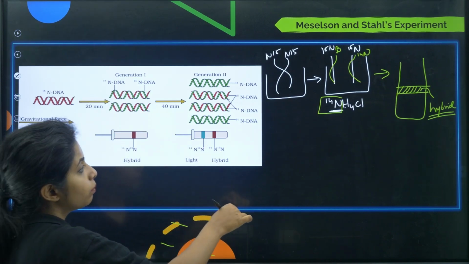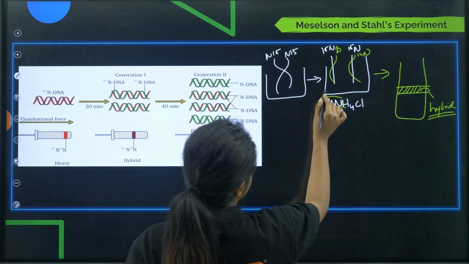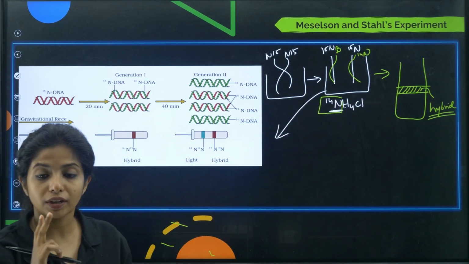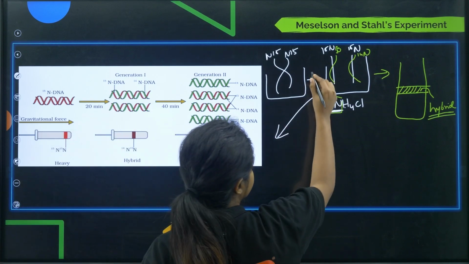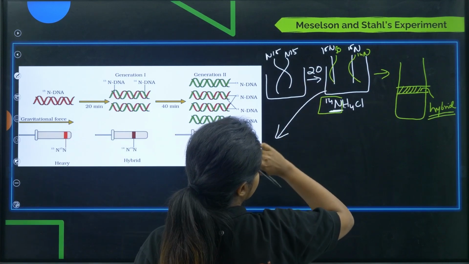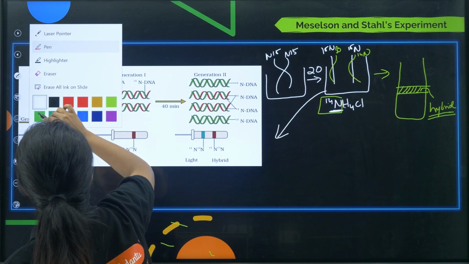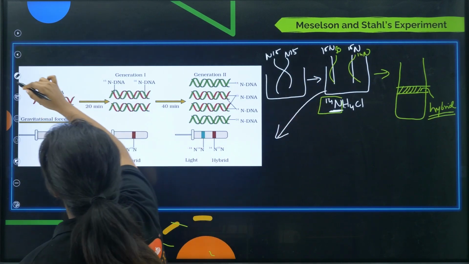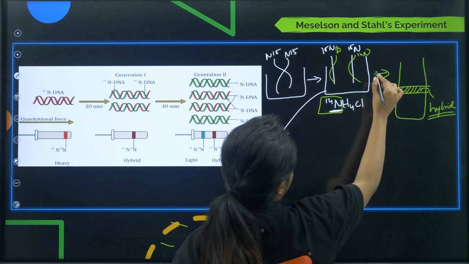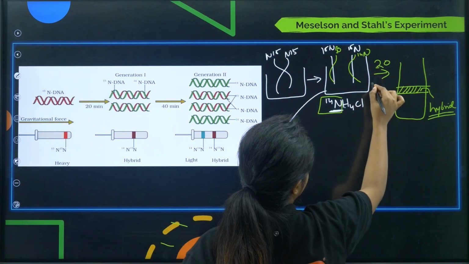Imagine that the same experiment was repeated again. It takes 20 minutes for E. coli to complete cell division. So in the first 20 minutes, when he put it in this medium, he found that all of them were hybrid.